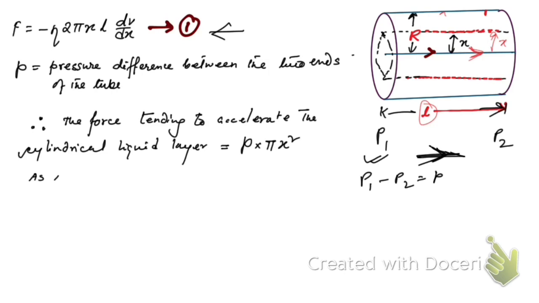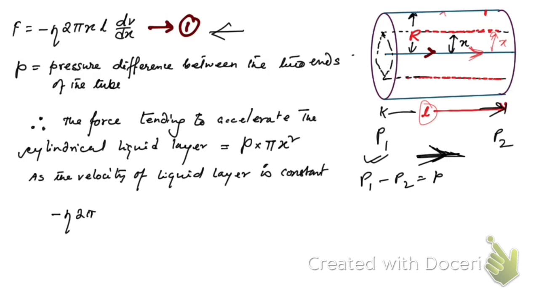As the velocity of the liquid layer is constant, therefore the retarding force, that is eta 2 pi x l dv by dx, must be equal to P into pi x square. That's what we should get, right? So hope you have understood this.